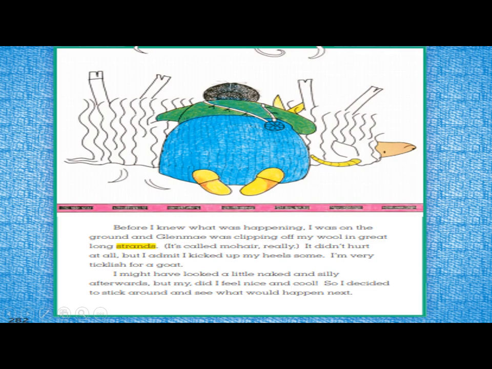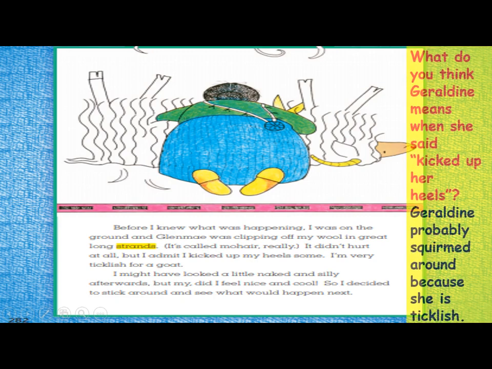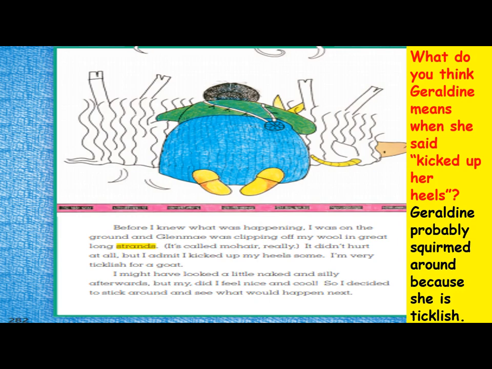So, why did Geraldine kick up her heels? Because she felt ticklish. So what do you think Geraldine means when she said kicked up her heels? It means that she felt a little ticklish because Glen May was clipping her wool off her body.